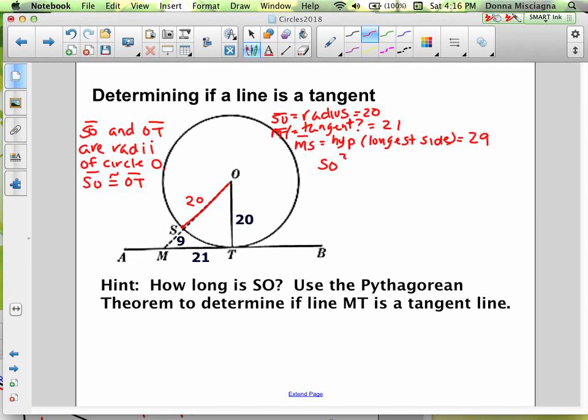OT squared, technically OT, although SO is the exact same measurement. OT is the radius that makes up one side of that triangle.